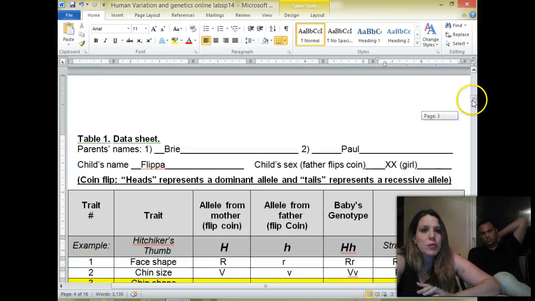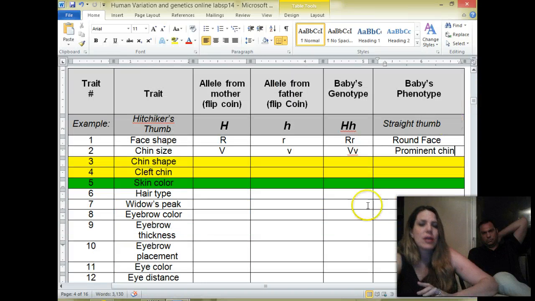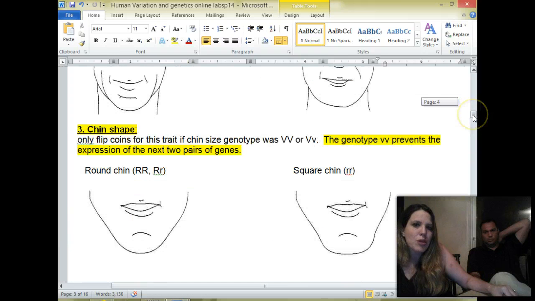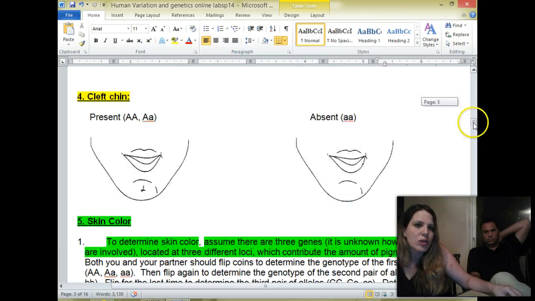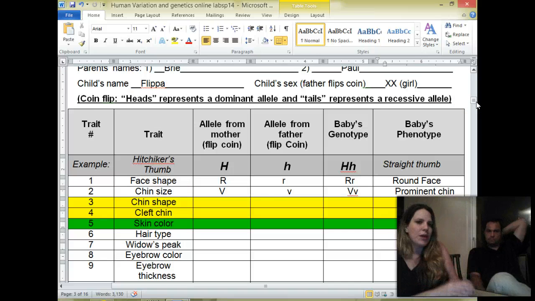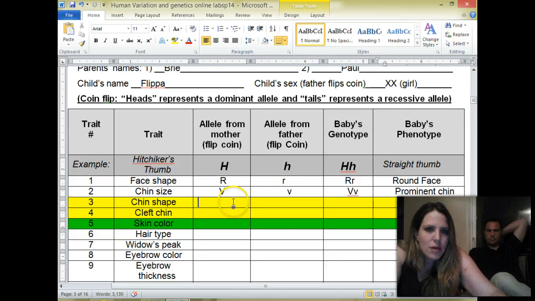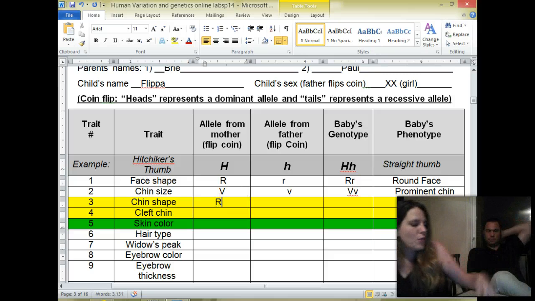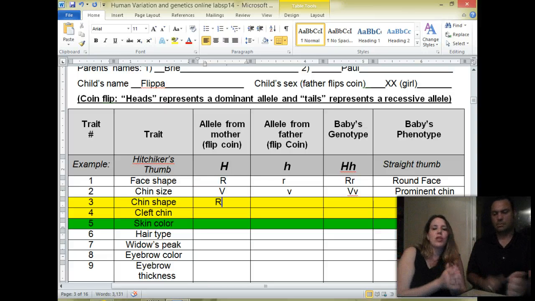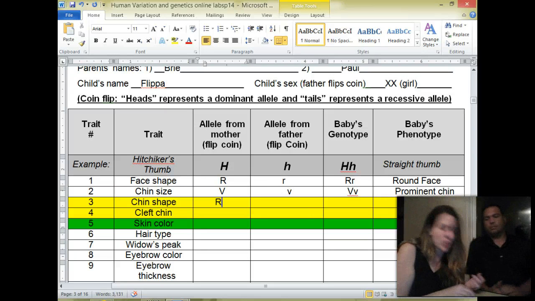But in our case, we did get the trait for chin size, so we can go ahead and flip for chin shape. For this one, we're looking at R's again: round chin versus square chin. So I flip, and I got heads. So in this case, it's another big R. I highlighted this just to remind you that this is a case of epistasis: the expression of chin shape is dependent on what we got for chin size.